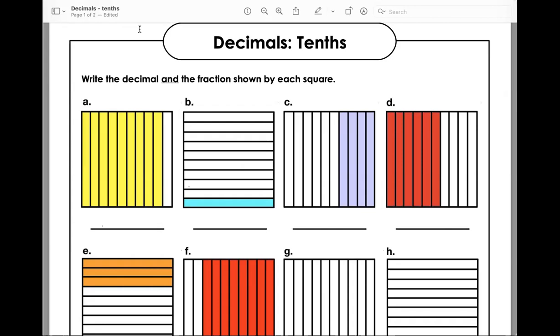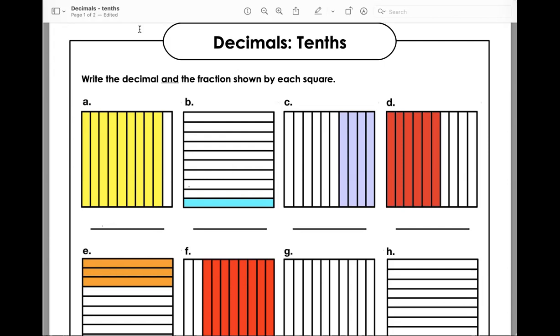So let's take a look at the directions. We never want to skip that. It says to write the decimal and the fraction shown by each square. They underline "and" because we want you to do both. So let's look at problem A. We have a square that's sliced into parts and they're highlighted in yellow. We want to know what the decimal is and what the fraction is.